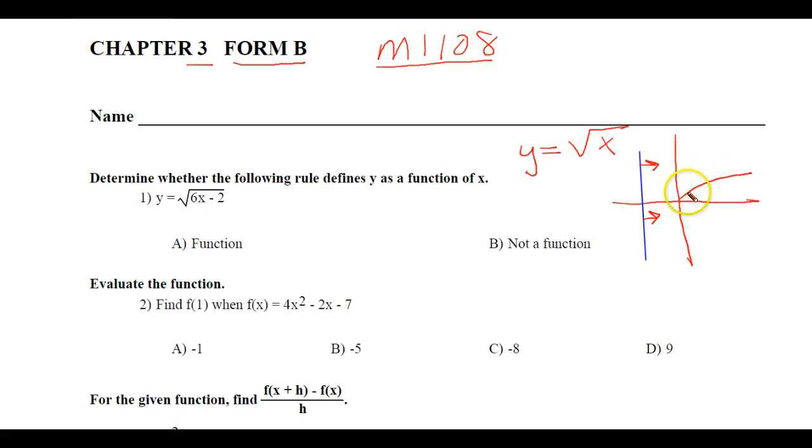Does this radical in this form of a graph pass the vertical line test? That is, does it only intersect this line in one place as it goes over it? And the answer is yes. So this is a function. Now, if it had a plus or minus in front of that, the negative value would have gone down here, and that would not pass the vertical line test because it would intersect there and there.